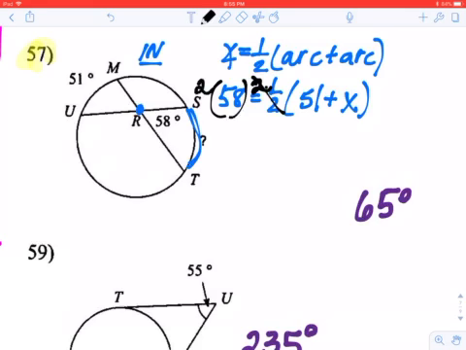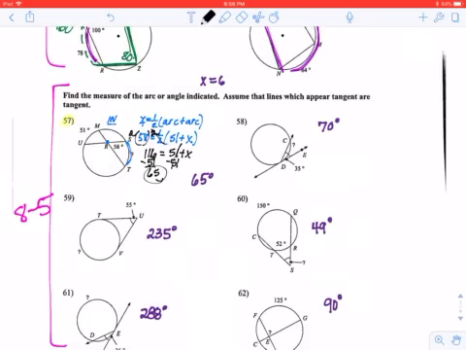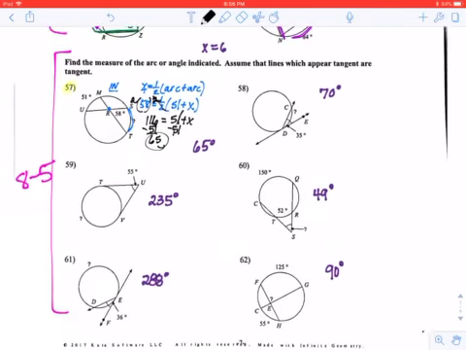That'll cancel that out. Multiply this side by 2. Okay? So then you're going to get 116 is equal to 51 plus x. Subtract 51 from both sides. And your answer is 65. That's it. Easy peasy. Okay?